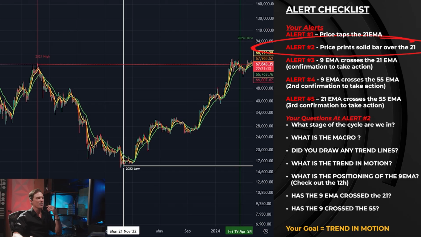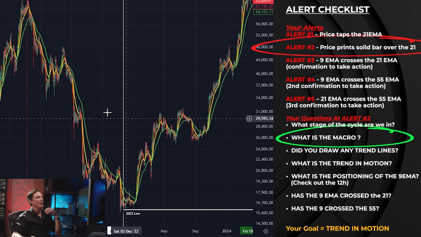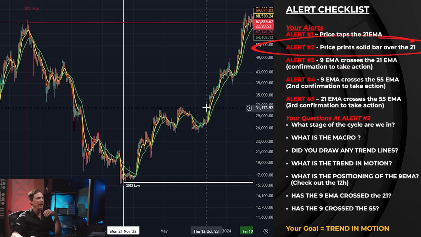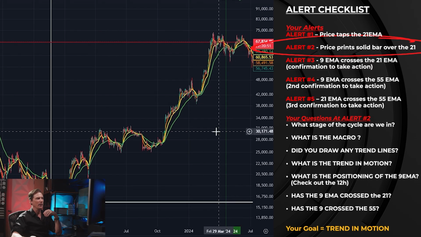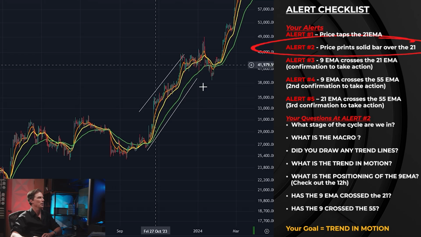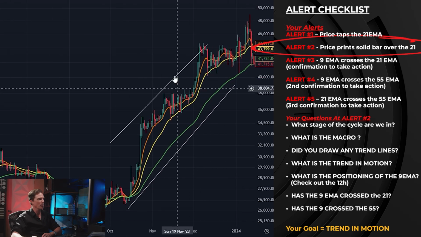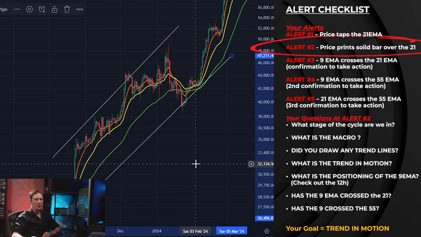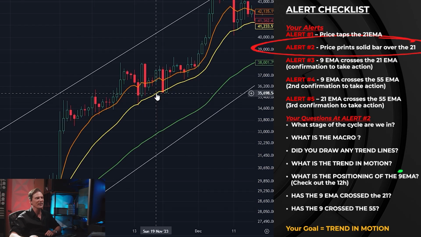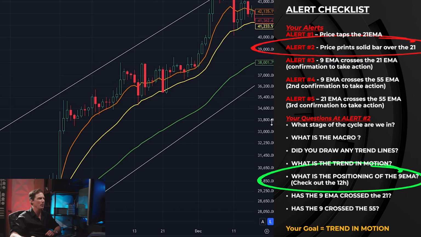What is our second question? What is the macro? Bitcoin has already tested the support band and it is finally breaking out past the support band, okay? And now we've been going up for about a month, right? So it looks like the beginning of an uptrend. So that looks like a new macro started. Do we want to short this? I don't really like shorting in an uptrend, so that's something to know. What is the positioning of the 9 exponential moving average?